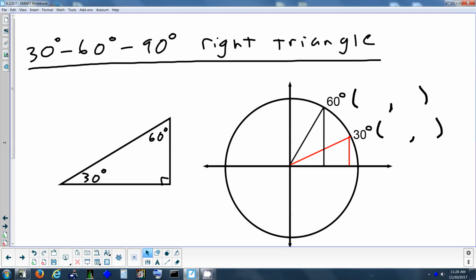All right. So regardless, if you look at the black one or the red one, how long is the hypotenuse? 1. Yeah, it's 1 in the triangle. Okay. And again, from geometry, the short side, does anybody remember the connection between the short side and the hypotenuse?